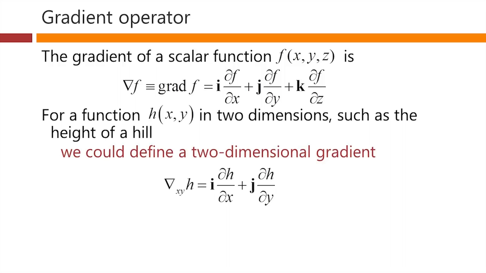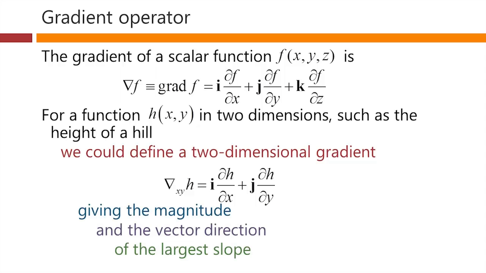If we were just working in two dimensions, we could also use the gradient, and it's a little easier to envisage it in two dimensions. So for some function h of only x and y, such as the height of a hill, we could define a two-dimensional gradient here, just involving the partial derivative with respect to x and the vector direction i, unit vector, and the partial derivative with respect to y and the unit vector j in the y direction. And here we might use some notation like putting a subscript xy underneath the gradient operator sign here to indicate we were only working with those two variables.